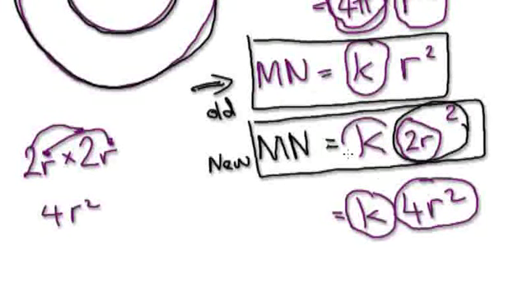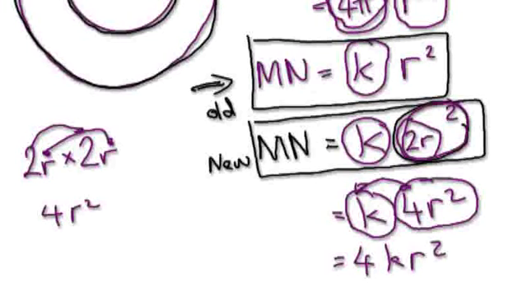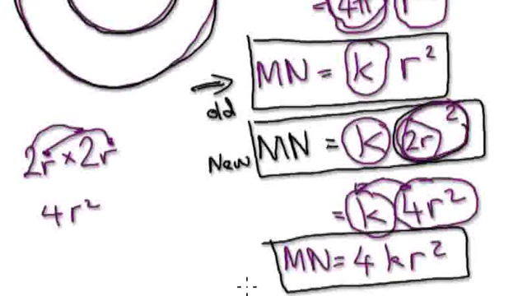Okay, so it will now look like this. Now number always goes in front first. So let's put the number first. So it becomes 4k r squared. So this is the material needed for a new football. Okay, this is new.